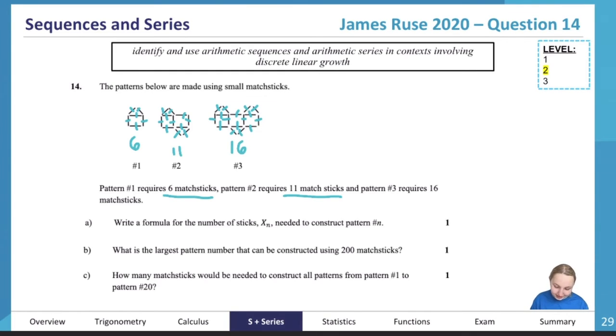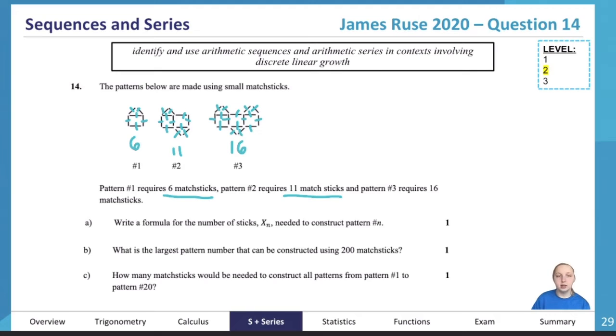So pattern 1 requires 6 matchsticks, pattern 2 requires 11, pattern 3 requires 16. So for part A, 1 mark: write a formula for the number of sticks xn needed to construct the pattern with number n. 1 mark for part B: what is the largest pattern number that can be constructed using 200 matchsticks? And part C, 1 mark: how many matchsticks would be needed to construct all patterns from pattern 1 to pattern 20?